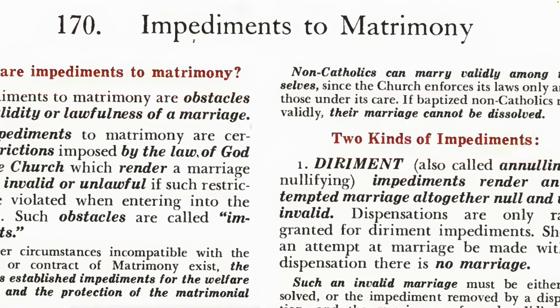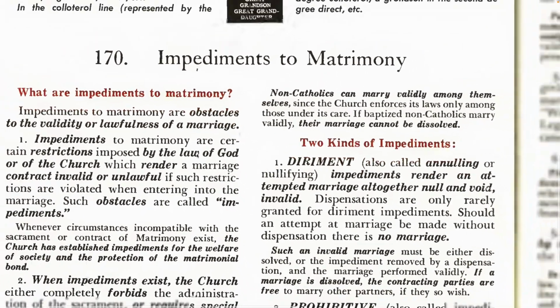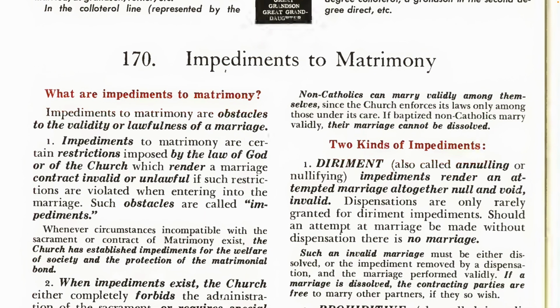What are the impediments to matrimony? Impediments to matrimony are obstacles to the validity or lawfulness of a marriage. Impediments to matrimony are certain restrictions imposed by the law of God or of the Church which render a marriage contract invalid or unlawful if such restrictions are violated when entering into the marriage. Such obstacles are called impediments.